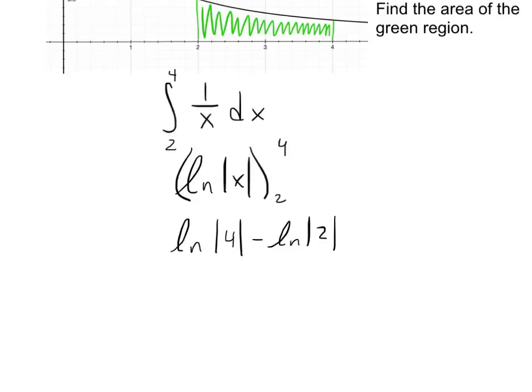We could stop there, or we could remember our properties of logarithms that tell us that when you've got something like this, you can divide the things that are inside, so the natural log of 4 over 2. And so the answer for that area is the natural log of 2. So again, really not a big deal.